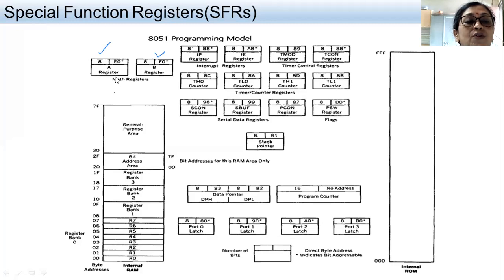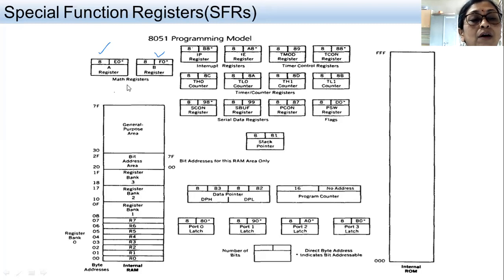Register A is also called the accumulator. Register B is the B register. Register A can be used for any purpose, and by default it is one of the registers in many operations of the 8051. Particularly when you are carrying out arithmetic operations like addition, subtraction, multiplication and division, one of the default registers is always register A.